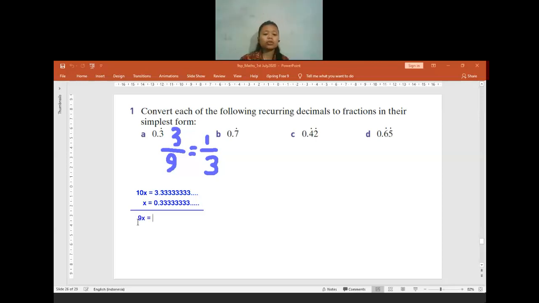So how many x will it be? x will be equal to what? 3 per 9. Can we simplify the 3 per 9? 1 per 3. Okay, 1 per 3. Is there anyone who still gets confused?